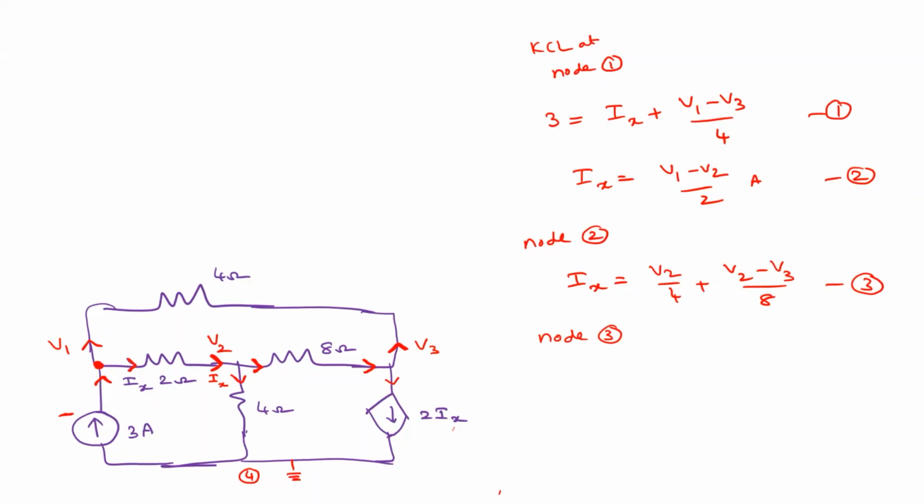Sir, at node V3, V2 we already took in the upward direction, sir. So at V3 also, it will be in that direction only. Yes, sir, for the 4 ohm current in the above resistor, we have already taken the current to be clockwise, sir.